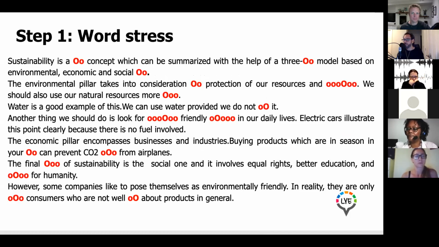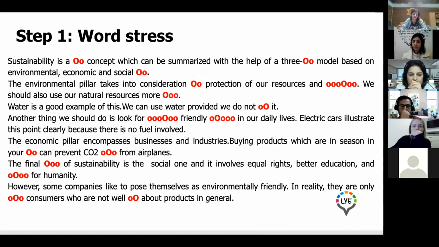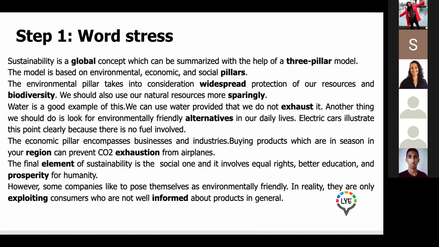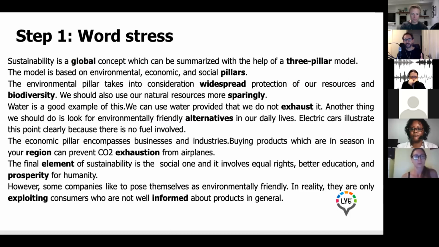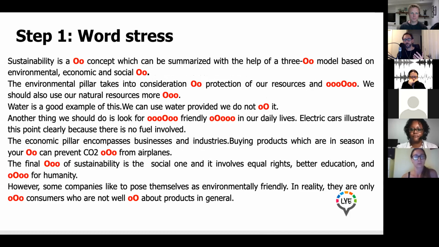But this is what we did. We were trying to help them remember the sound by giving them the shape. So once they did that first activity, we would give it to them and see if they were able to read the same text again, but this time just remembering the shape of the sounds. Sustainability is a global concept which can be summarized with the help of a 3-pillar model based on environmental, economic, and social pillars, I guess.